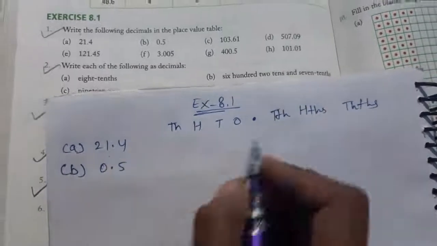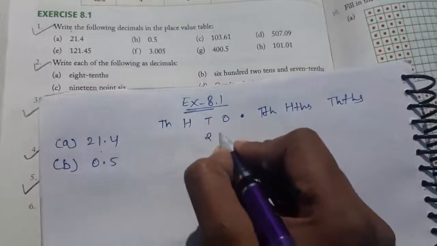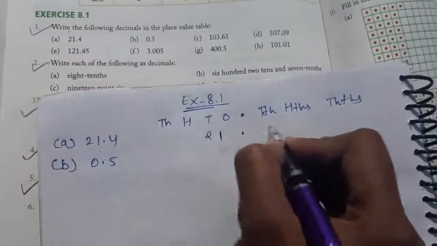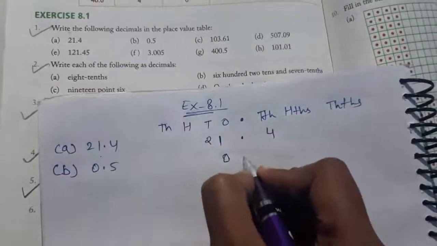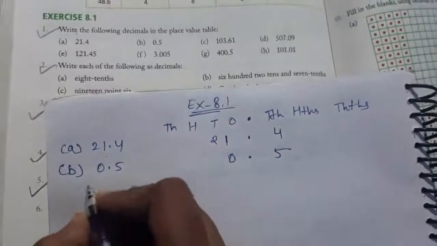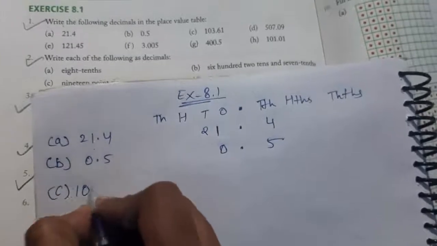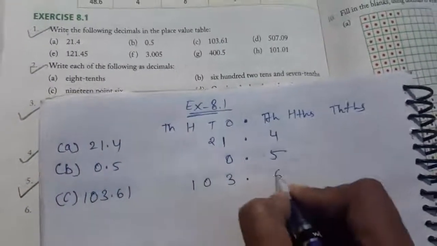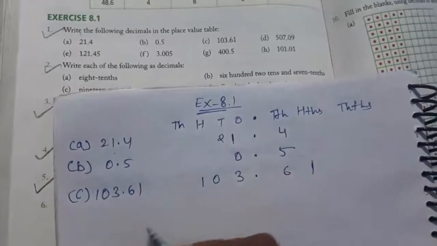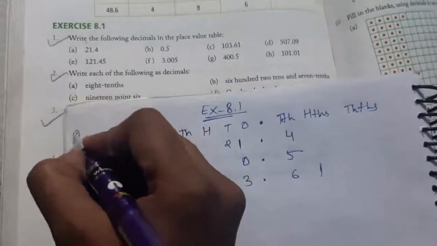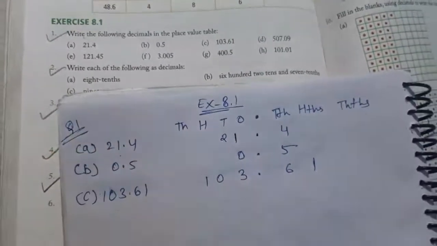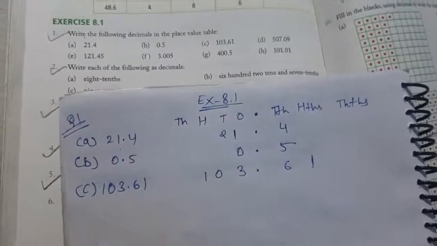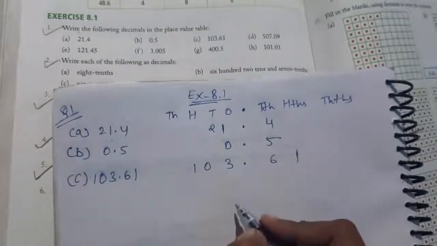Now this 21 is coming in the whole number place, write 21, then the point and this 4, 0.5. Now the next number is 103.61, so write here 103.61. This is the way to do question number 1 in your copy. Do the remaining questions C, D, E, F, G, H and fill in the place value like that.